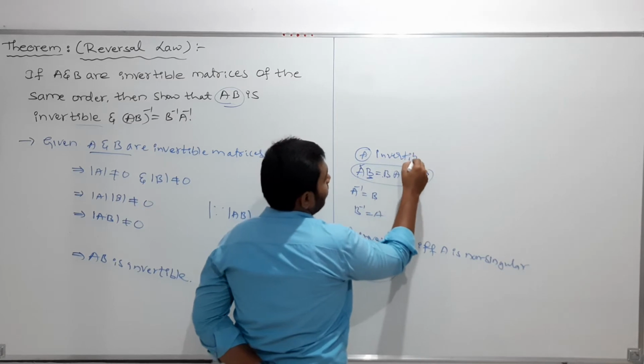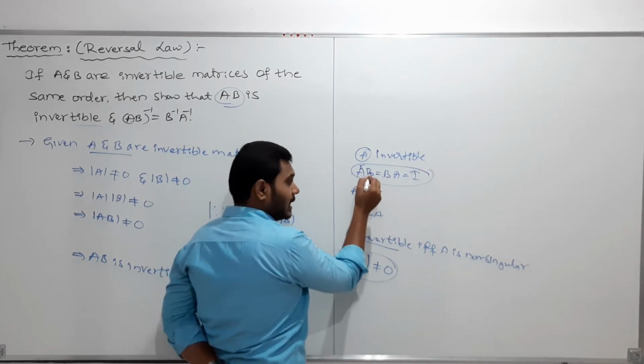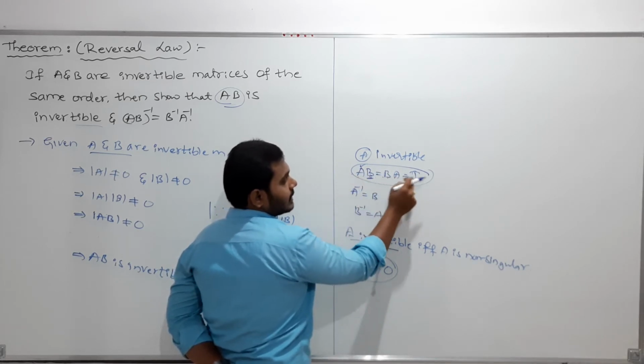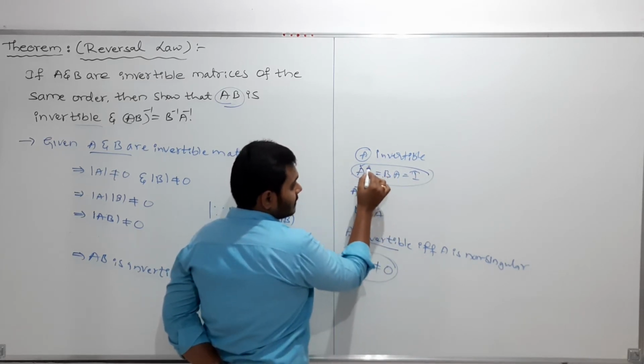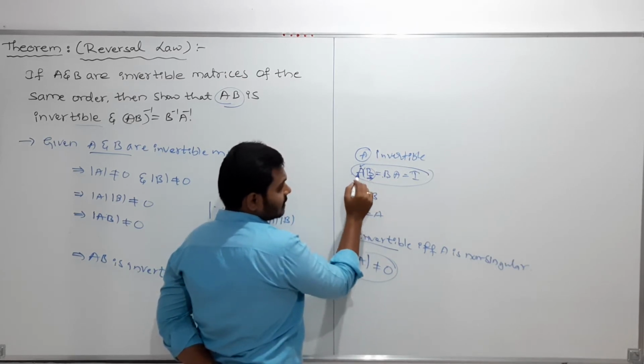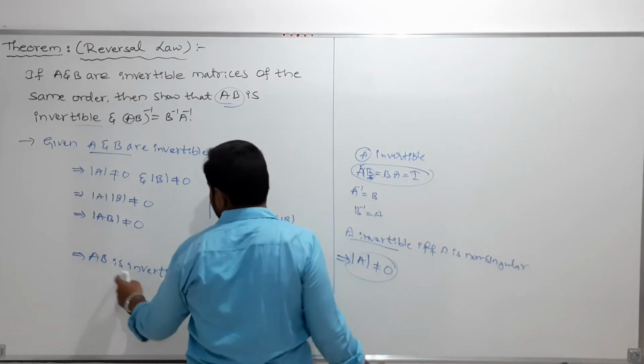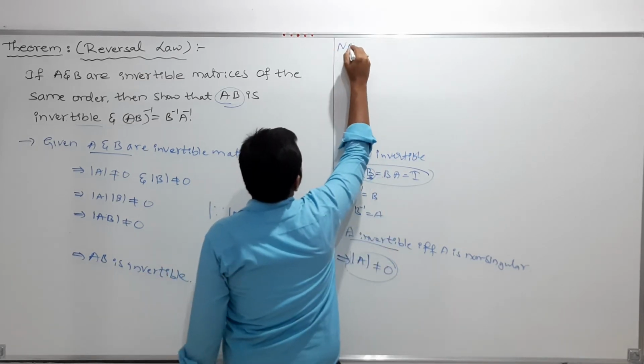So A is said to be invertible if there exists another matrix B such that A into B or B into A is equal to I, and here this B we can call as the inverse of A, or A is called the inverse of B. So since AB is invertible, what can I write, my dear students?